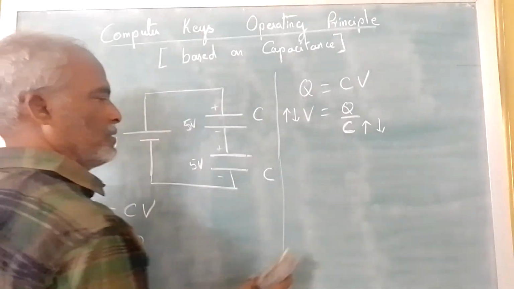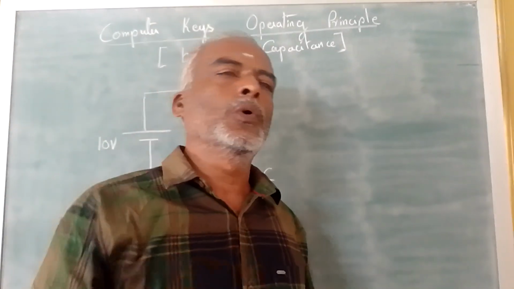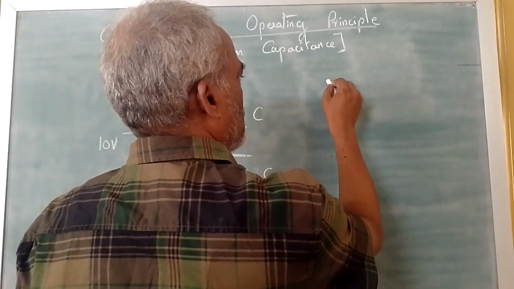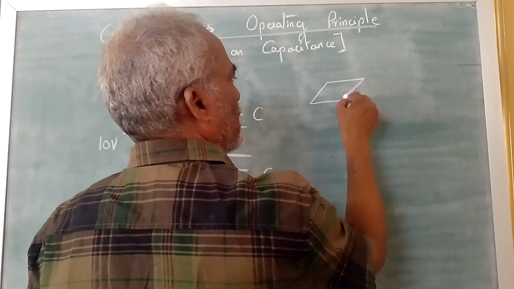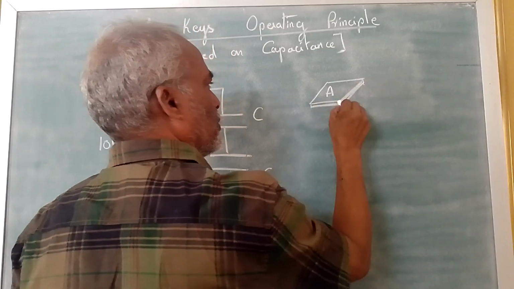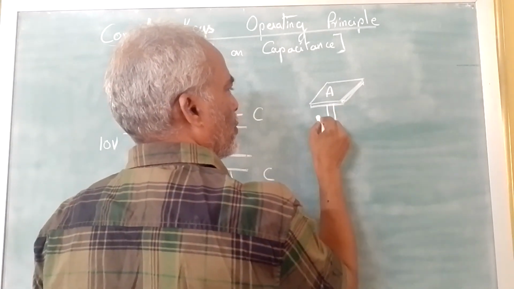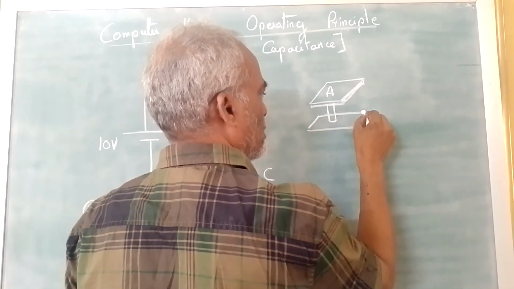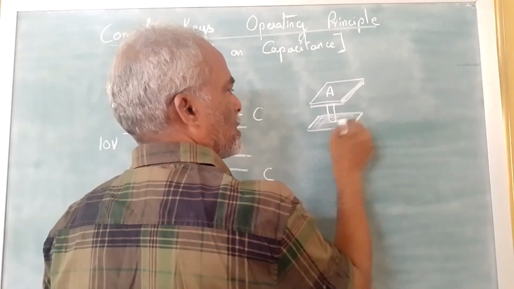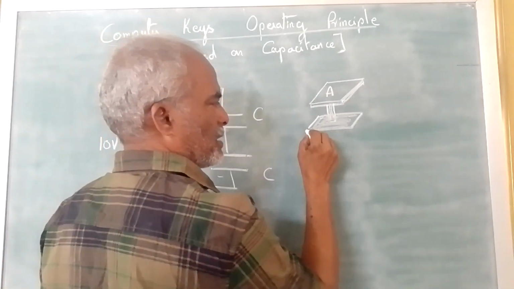So what I am doing is I will explain the computer keyboard keys, how it looks. For example, letter A. So this is letter A. This is a plastic insulator. From here it is connected to a plate. This plate is a conductive plate. The connector is also conductive. This plate has some thickness.